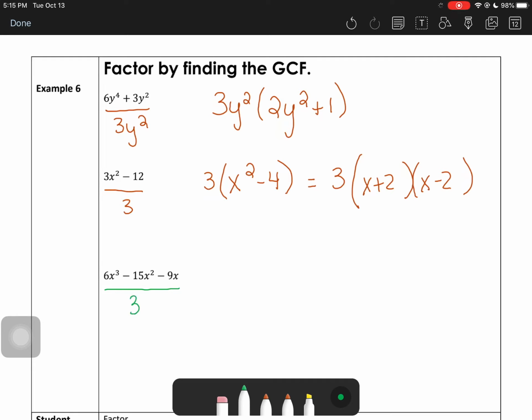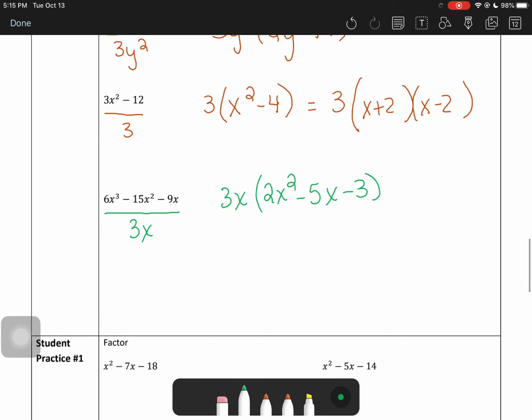6x cubed minus 15x squared minus 9x all have a 3 in common and an x. So when we divide by 3x, we get 2x squared minus 5x minus 3. So we need to see if we can keep factoring on this one. So let's make our x, and it's only going to be for this part. So here's our a, our b, and our c.